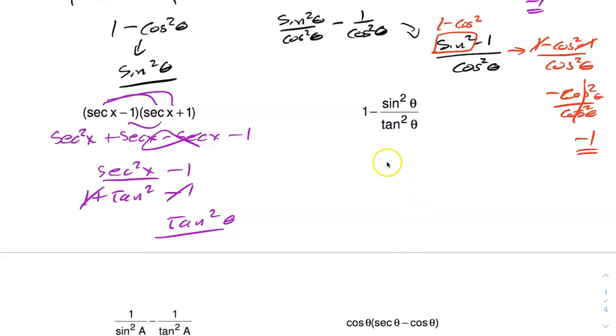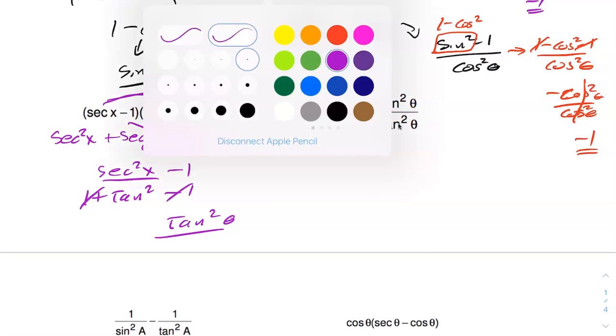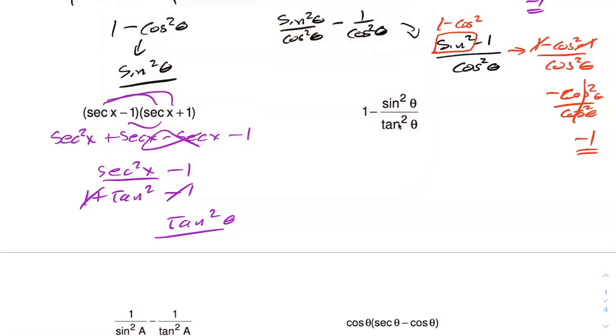The next one, 1 minus sine squared over tan squared. So here's a trick I like to do. I don't like dealing with fractions, like most people. So this tan squared here, what I'm going to do is flip it to the top. And how you do that, you make its reciprocal. So tan becomes cotan when you flip it.